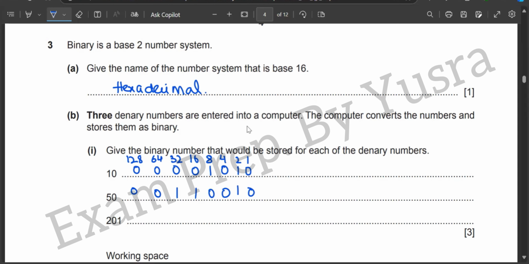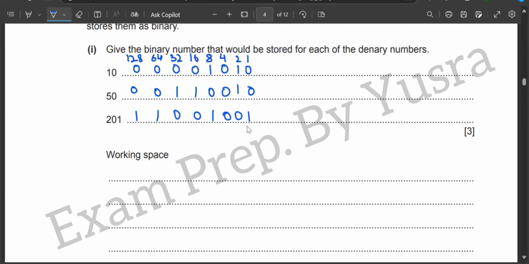The last one is 201. We would need to put 1 under 128. Then we would be left with 73, so we put 1 under 64. Next, we're going to put 1 under 8 and then 1 under 1. So 1 plus 8 plus 64 plus 128 gives us 201.